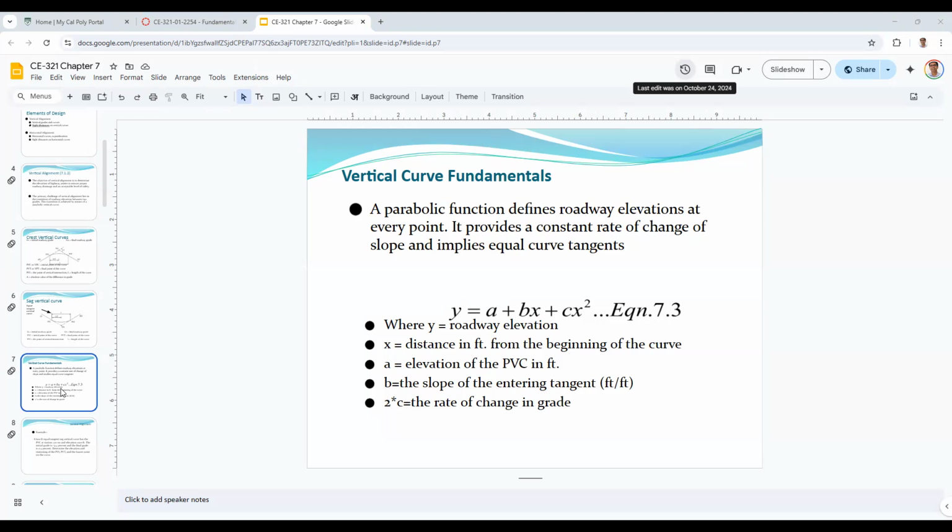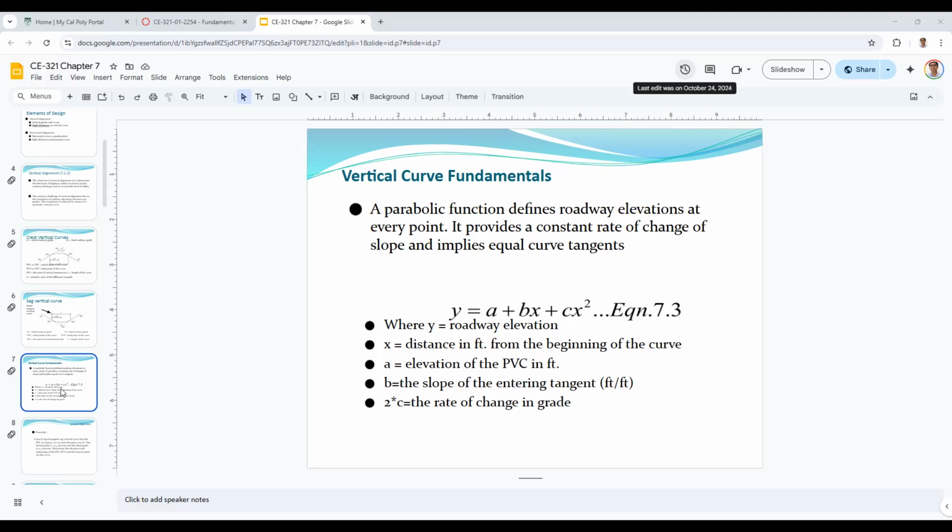The x coordinate will typically represent the horizontal positioning of the point, and the y coordinate will typically represent the vertical coordinate of the point, or the vertical location of the point that we are trying to define. Now, in these equations, the typical equation is equation 7.3 from your textbook.